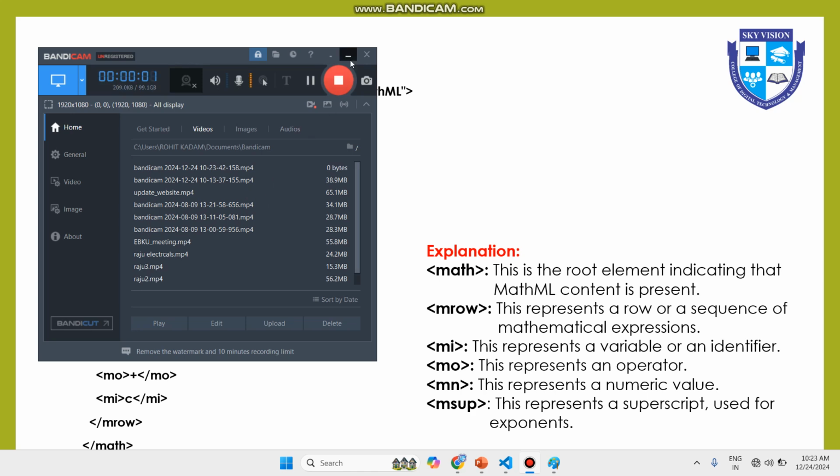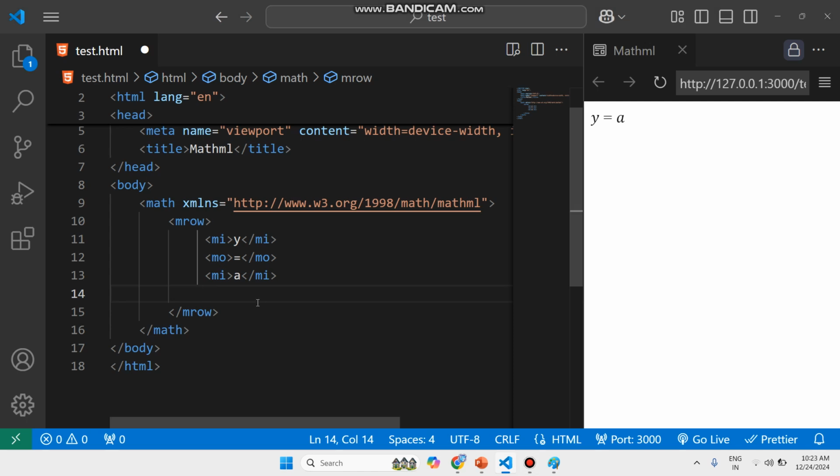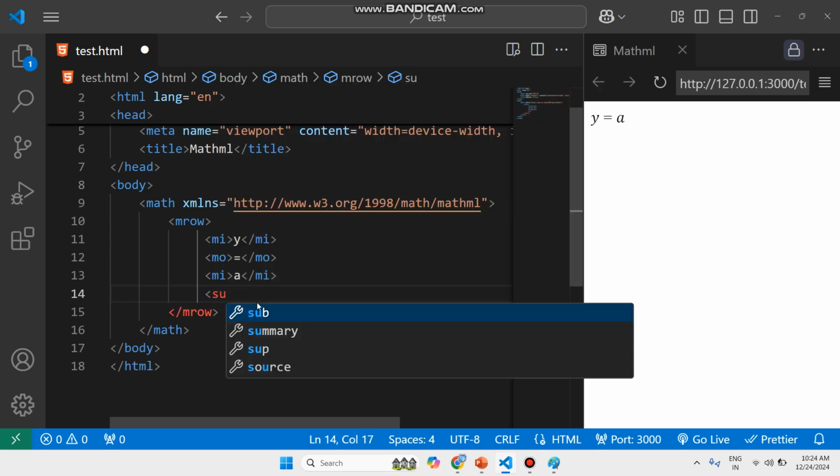Now let me write the msup. I want to write msup because I have to write the superscript. In a word, we also learn superscript and subscript, right? Same as over here, I want to write the superscript. So I want to write over here. What is that? If you can see, superscript.